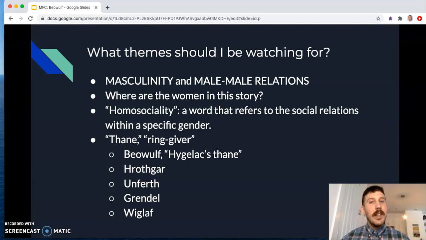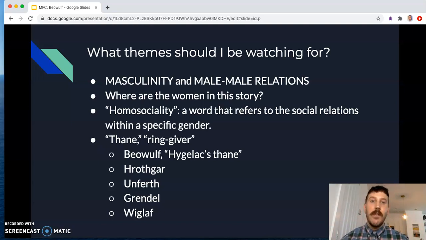For example, we're encountering some social relations that we're not very familiar with. Beowulf is Hygelac's thane. Back home, Beowulf is the thane of his king, Hygelac, or ring giver. That's another word for thane. He basically serves Hygelac, and he talks about coming to Hrothgar's kingdom to save them from Grendel, to bring glory to Hygelac. This text is very interested in what draws Beowulf both to Hygelac, but also to Hrothgar through these various heroic actions that he undertakes.